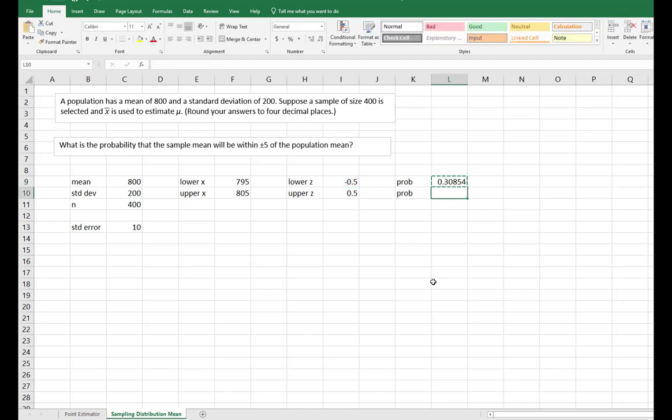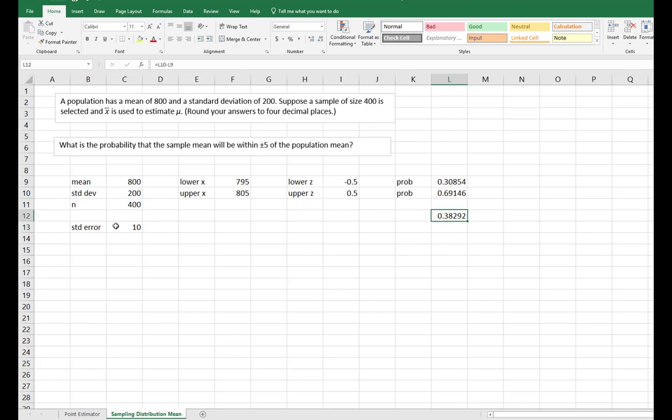And I'm going to copy this, and remember when you want the area between, which is we have an upper and a lower, you take the upper minus the lower to get your final answer.